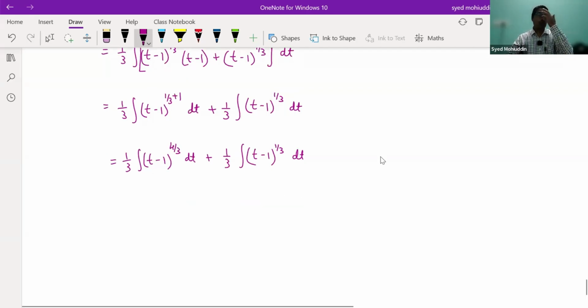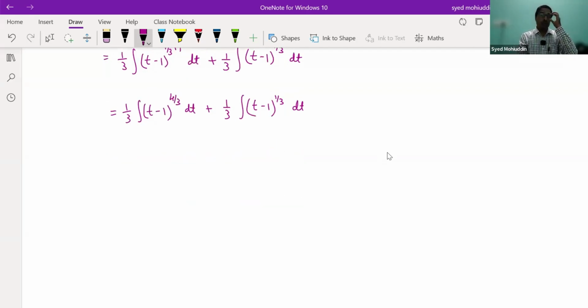Again, if you want to make the substitution over here, you can make the substitution. Put the value of t minus 1 to be some other term u. Both are t minus 1. Now let us try to differentiate. Differentiation of this t will be dt, minus 1 the constant will be 0, is equal to derivative of u will be du. Therefore, dt will be equal to du.